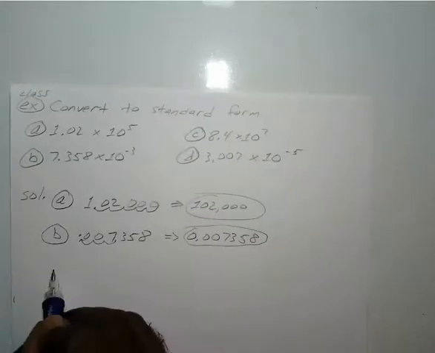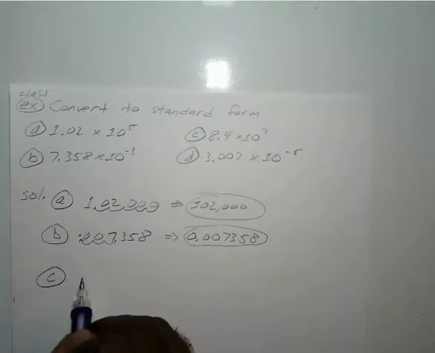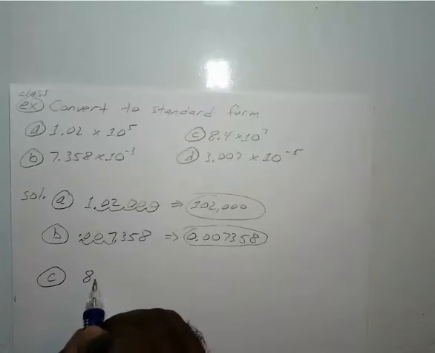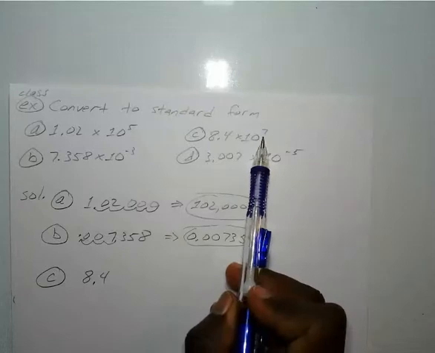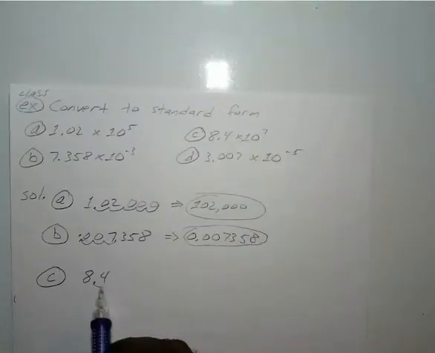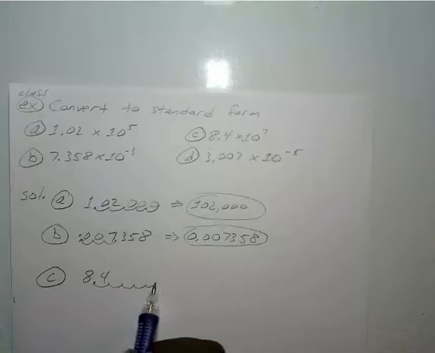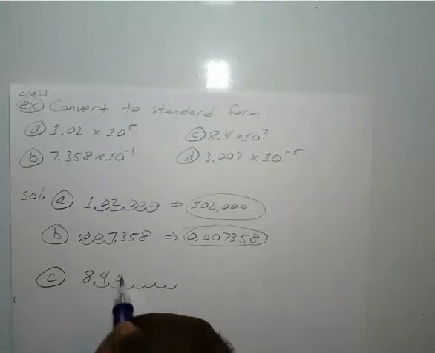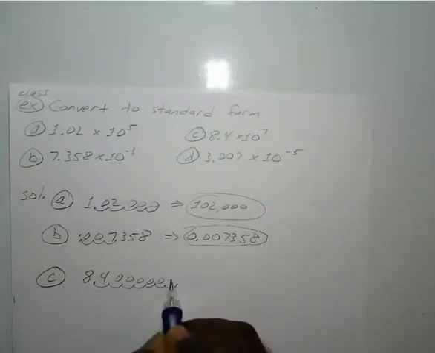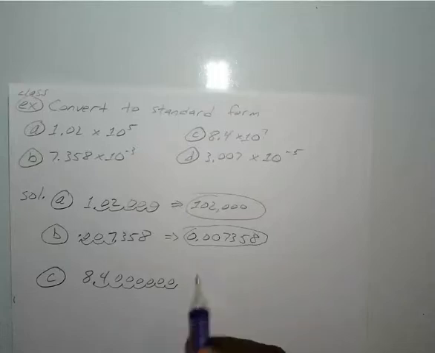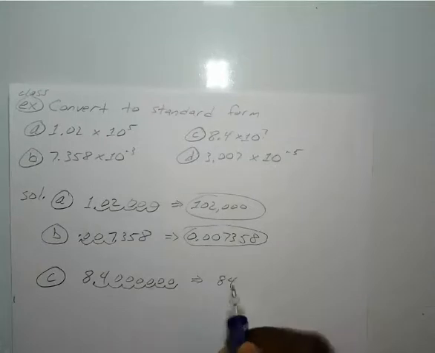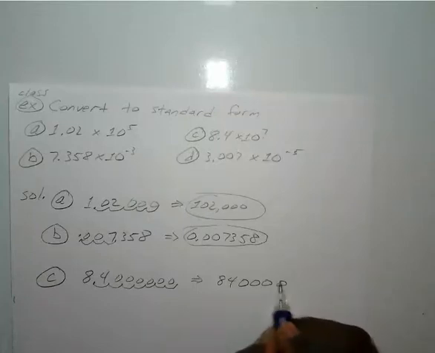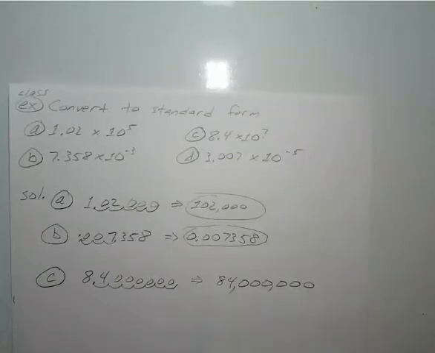Alright, so if we have problem C, we have 8.4 times 10 to the 7th. So we have 8.4. That 7 is positive, so we're going to move it 7 places to the right. 1, 2, 3, 4, 5, 6, 7. And fill the rest of those in with zeros. Okay, so we have 84 and 1, 2, 3, 4, 5, 6 zeros. So we have 84 million.